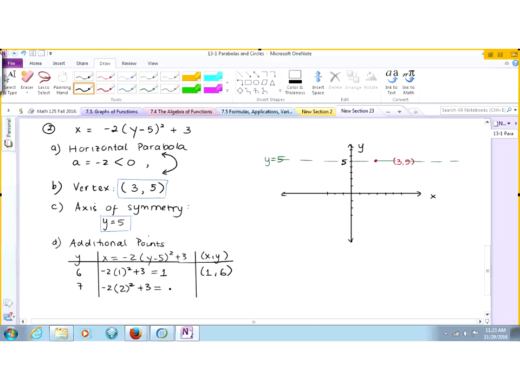Now when it's 7, then I have -2 times 2 squared plus 3. So what is this? -8 plus 3, so -5. And my x comma y? -5 comma 7. Yes. So 1 comma 6 is right here. And negative 5, 7 is right here.